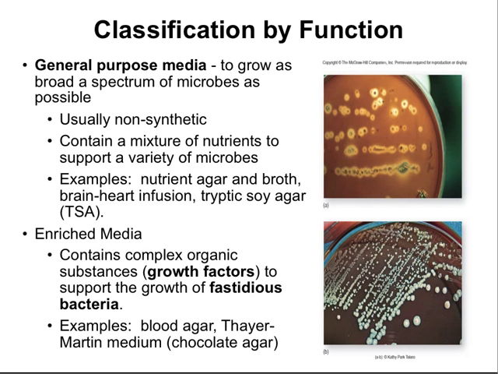Blood agar and Thayer-Martin medium or chocolate agar are examples of these. Blood agar is created by using regular agar, in addition adding sterile sheep, horse, or rabbit blood. And then the Thayer-Martin or chocolate agar is created by heating a simple blood agar. In fact, Thayer-Martin medium is used to grow the gonorrhea pathogen.